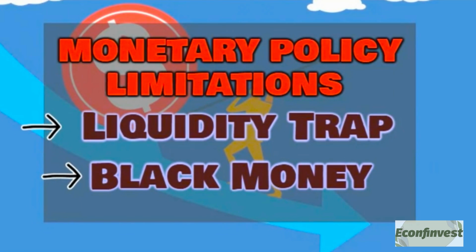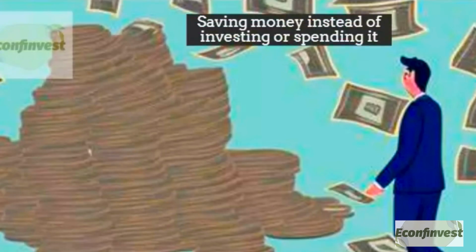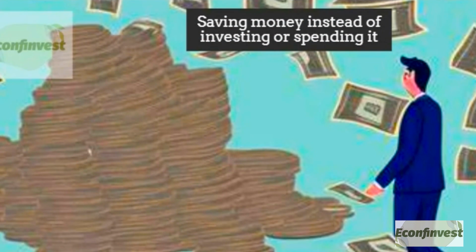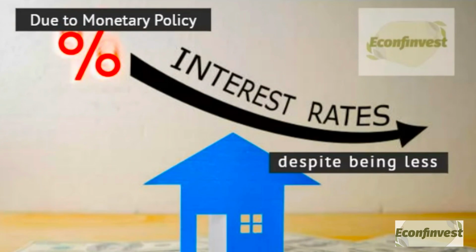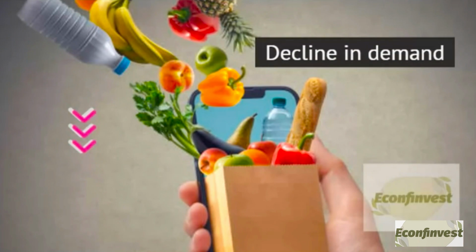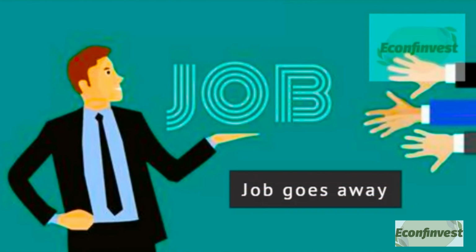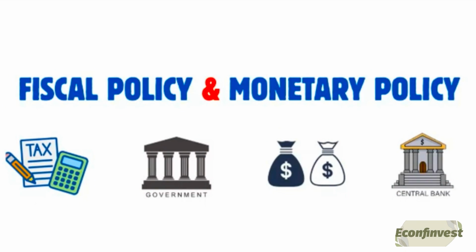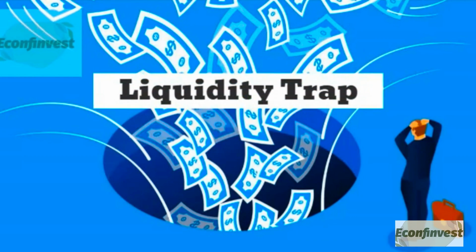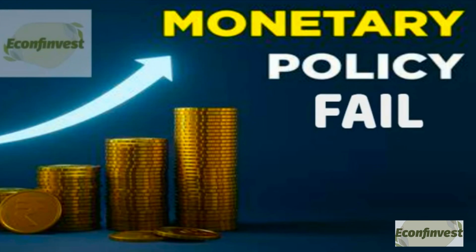What are the limitations of monetary policy? Liquidity trap and black money. People hoard money instead of investing it. Despite the monetary policy lowering interest rates, demand decreases, and production also decreases. People lose their jobs, leading to increased unemployment. Central bank pursued expansionary monetary policy to stimulate economic growth and employment. But because people hoarded money, economic growth and employment remained unchanged, rendering monetary policy unsuccessful.